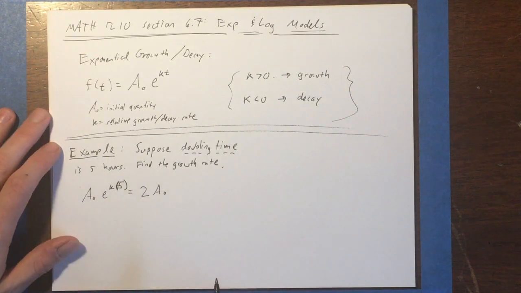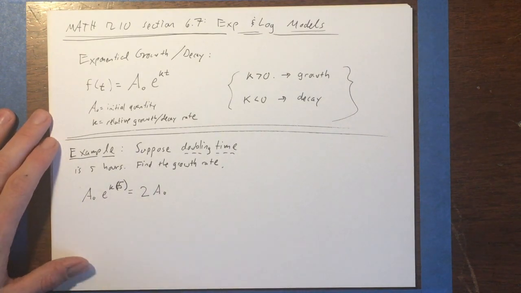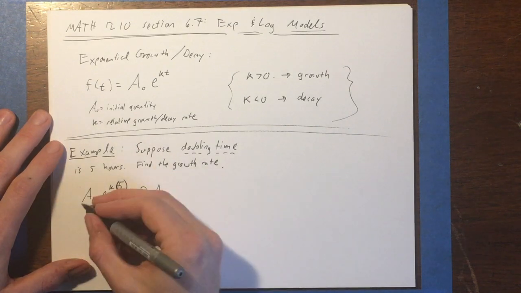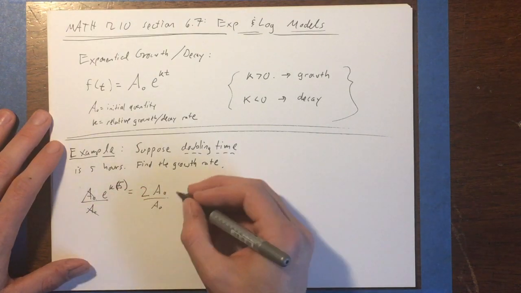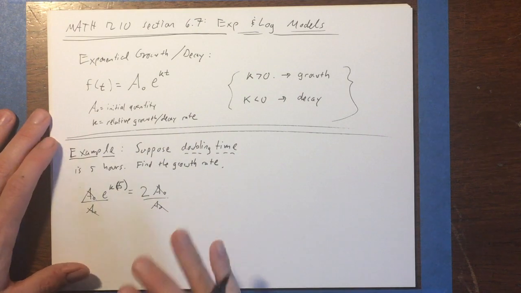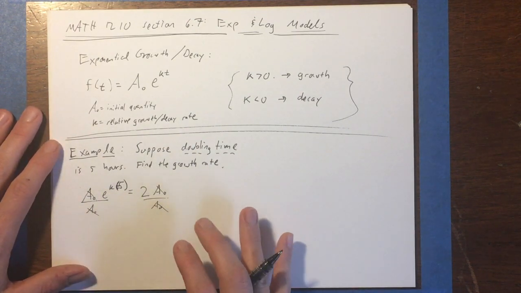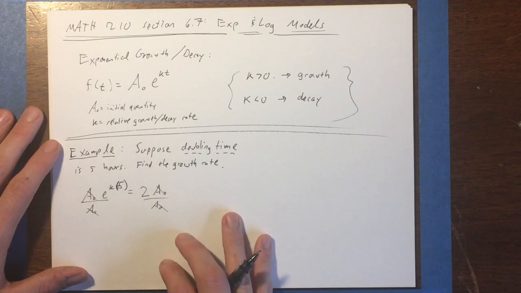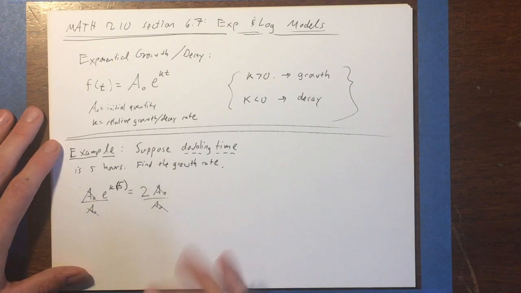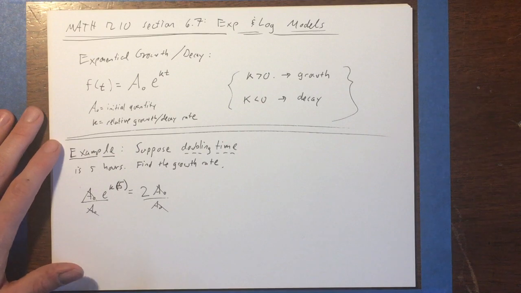Now technically there's two unknowns in this equation. There's k and there's a0. But you'll notice that we can divide both sides by a0, and the a0 cancels out in both cases, so the actual specific initial value doesn't matter. It just cancels out of the equation, and it turns out it doesn't matter what we started with. The point is that it's doubling. That's all that matters here.